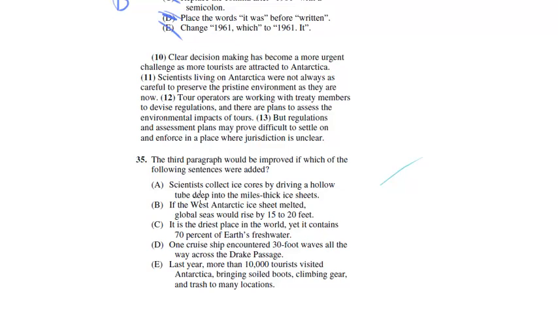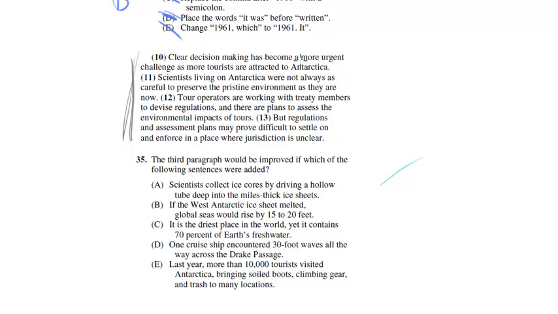This is good. All right, the third paragraph would be improved if which of the following sentences were added. So now, this is what I mean by it's almost like a reading comprehension. We have to read this, figure out what they're trying to say here, and then pick the sentence that would best improve the author's position here, or best help the author express what he or she is trying to say. So let's read this paragraph.